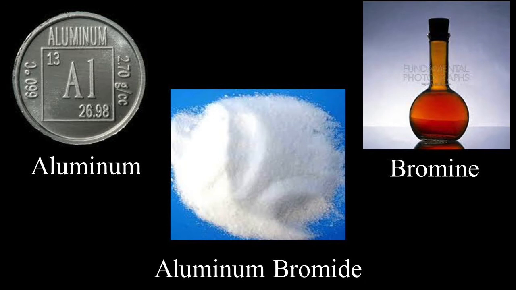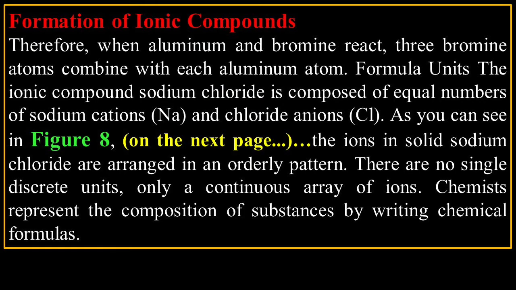Okay, here's the aluminum metal in the form of a coin. Aluminum bromide is a white powder, and bromine is a liquid at room temperature that readily changes to a gas slightly above room temperature, depending on what you may consider to be room temperature. Therefore, when aluminum and bromine react, 3 bromine atoms combine with each aluminum atom.